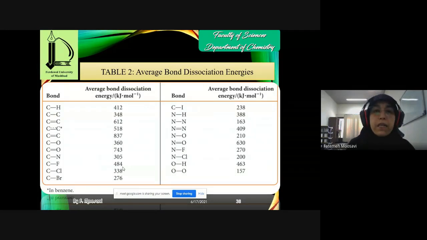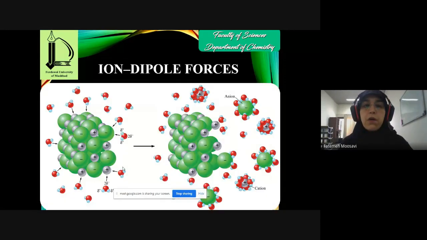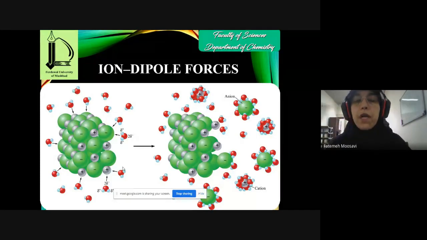To make it more clear, please refer to the table 2. According to table 2, we can see that average bond dissociation energy is much greater than the energy between the molecules. So, the bond energy is much greater than the intermolecular interaction between the molecules. Okay, you can go on and get information about the ion-dipole interactions.